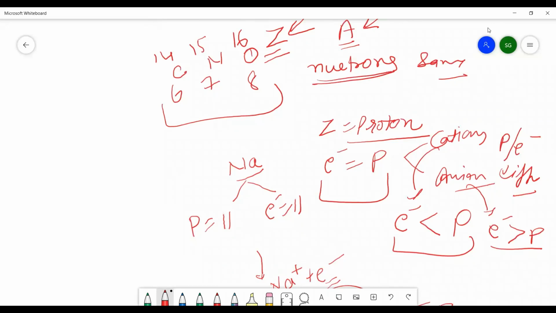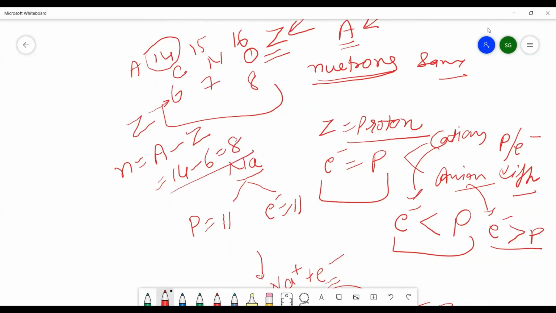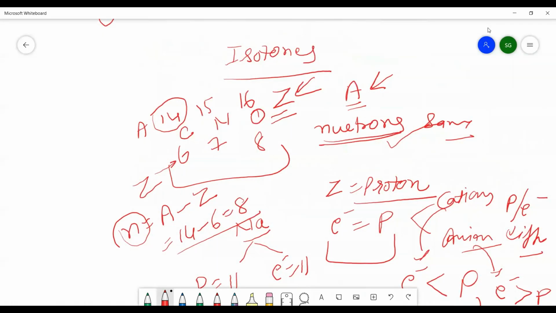If we want to calculate the number of neutrons, this is the atomic mass and this is the atomic number. So the number of neutrons is equal to A minus Z, which comes out to be 14 minus 8, which is 8. In all the other cases, you can calculate the number of neutrons, and it comes out the same. That means we can say that this is a set of isotones.